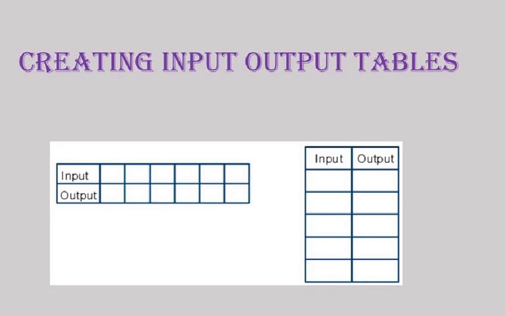In this lesson, we are going to be looking at creating input-output tables. And right here on the first slide, I have two examples of input-output tables. Let's remember real quick, we've already seen these tables, but our input would be our x, which is also known as our independent variable. And then the output would be the y. And that is known as the dependent variable.